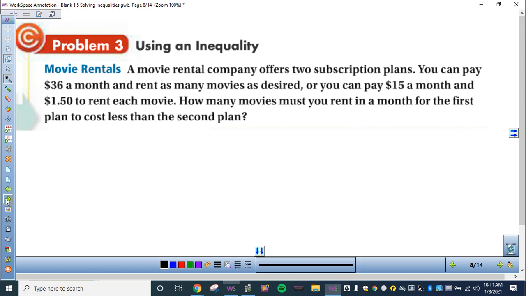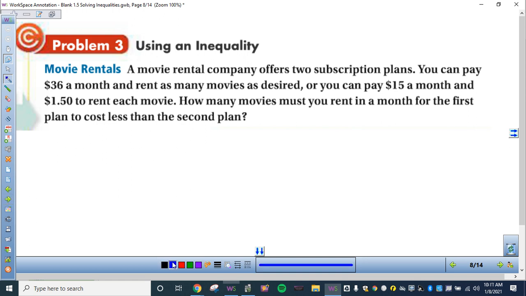Okay. We got a story problem. We have the story problem method. Our first step in the story problem method is read, don't write. Movie rentals. A movie rental company offers 2 subscription plans. You can pay $36 a month and rent as many movies as desired, or you can pay $15 a month and $1.50 to rent each movie. How many movies must you rent in a month for the first plan to cost less than the second plan?